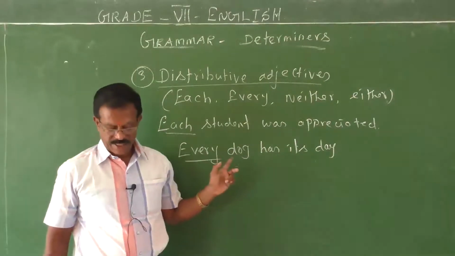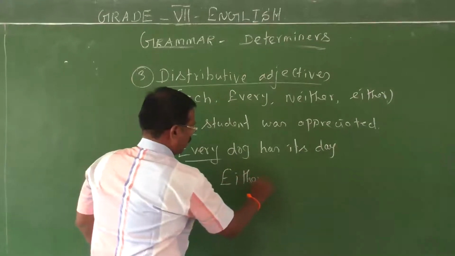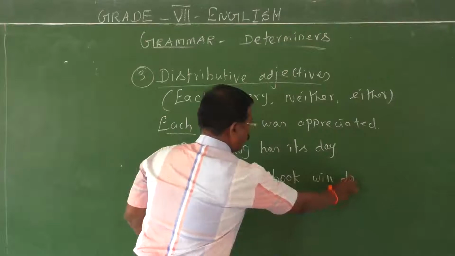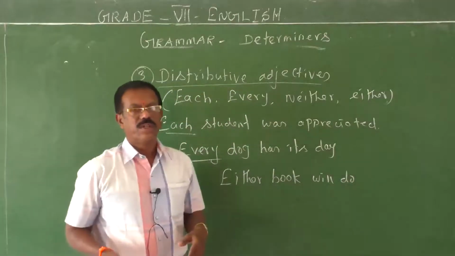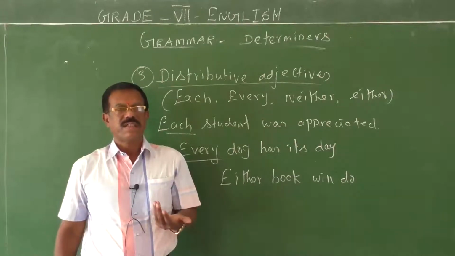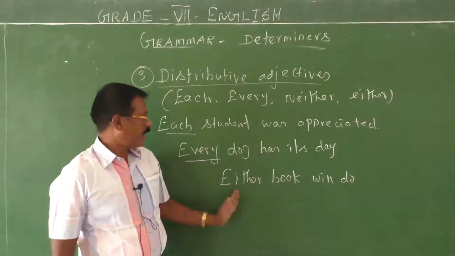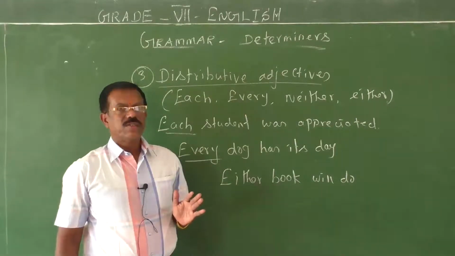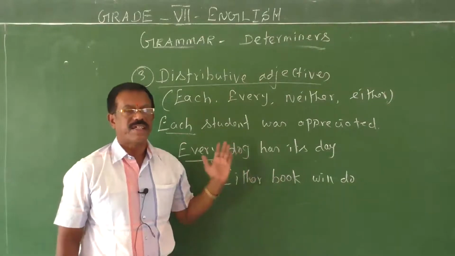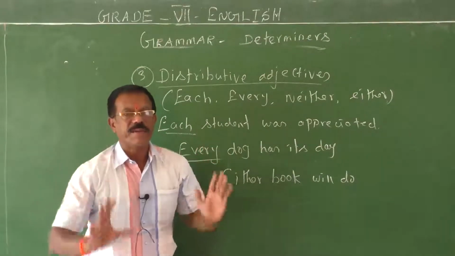Okay, fine. Then, either book will do. Here you have two books. Either this or that will serve the purpose, will help you to understand, will help you to know the concept. So either book will do. The distributive adjective either is used before the noun book. It determines and restricts the meaning of the noun book. Therefore, it is used here as a determiner.